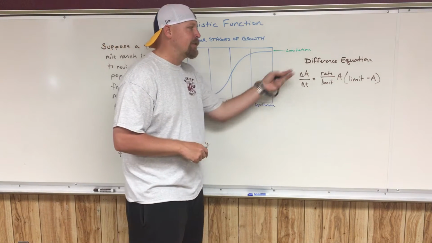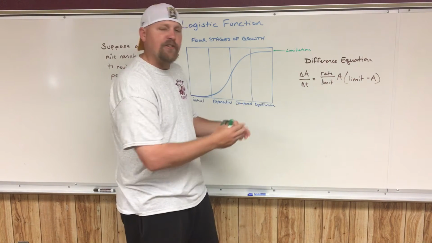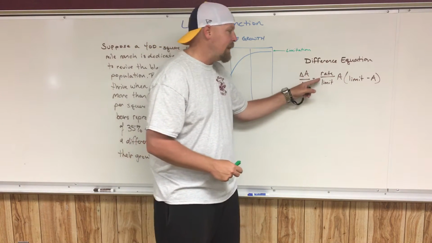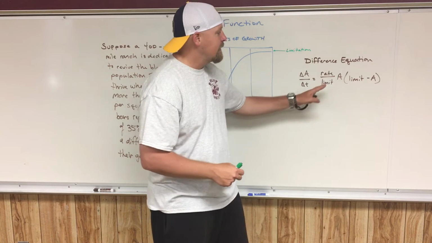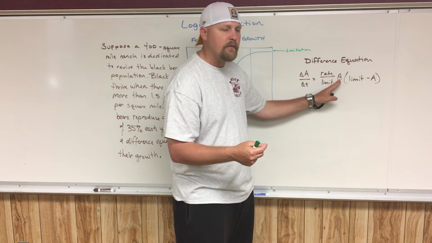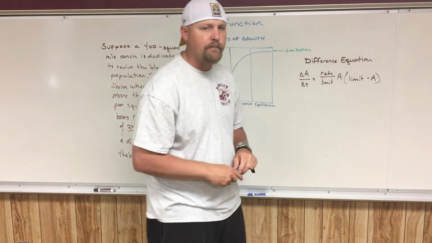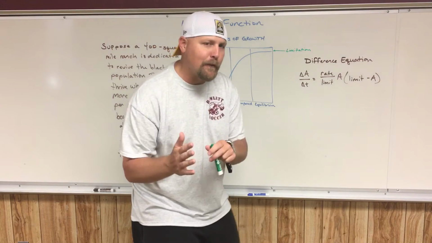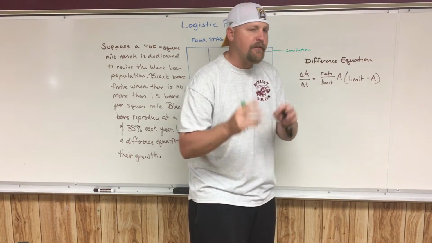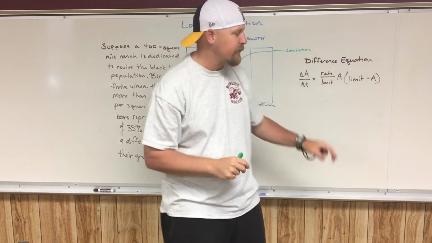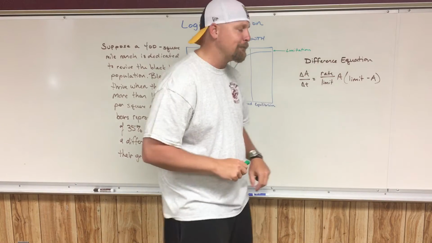So here I have the difference equation. This says that the difference in the population over time is going to be the rate as a decimal divided by whatever the limitation is, times the current population, times the limitation minus that current population. Okay? So that's going to be the difference from one year to the next. So if you subtracted the populations, that's what this answer would give you. I'll show you how that works here in just a second.